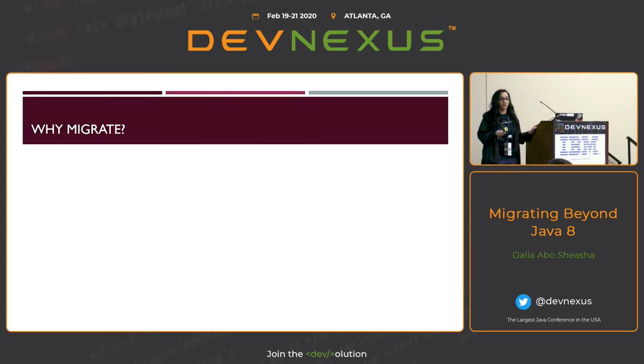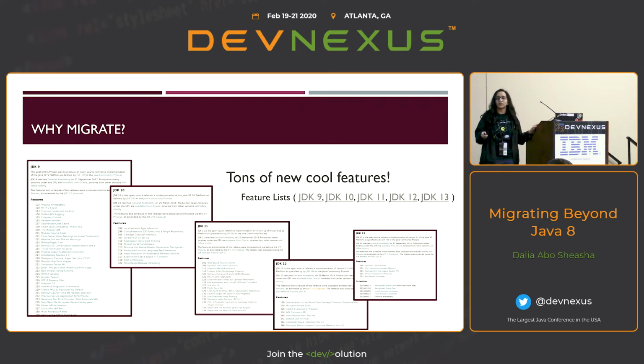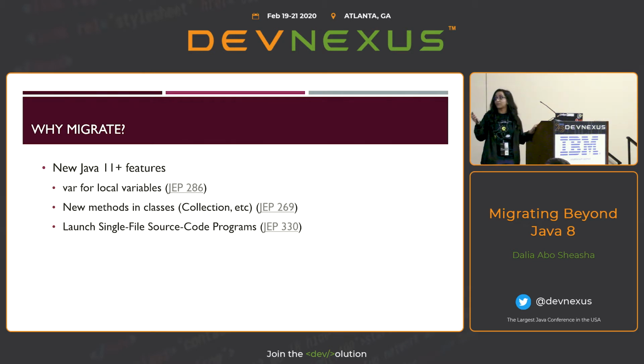First thing, of course, if you were here for Simon's talk, tons of cool new features. With Java 11, there were a lot of features. If you look at the release pages, there's tons and tons of features. In Java 9, there were the most, because that was where the release cadence changed. 10, 11, 12, 13, there's tons of them. Some of my favorites is var for local variables.